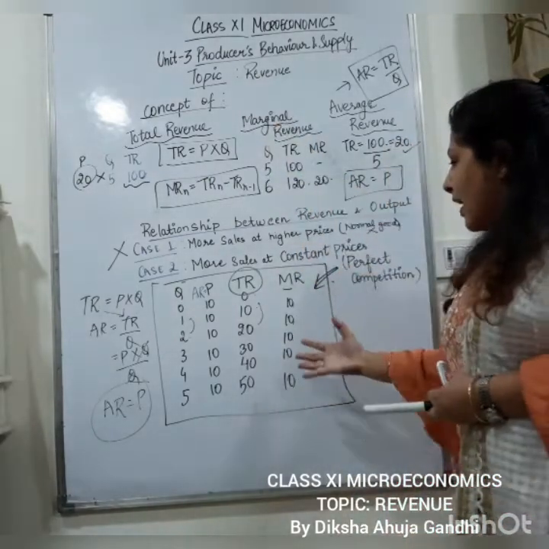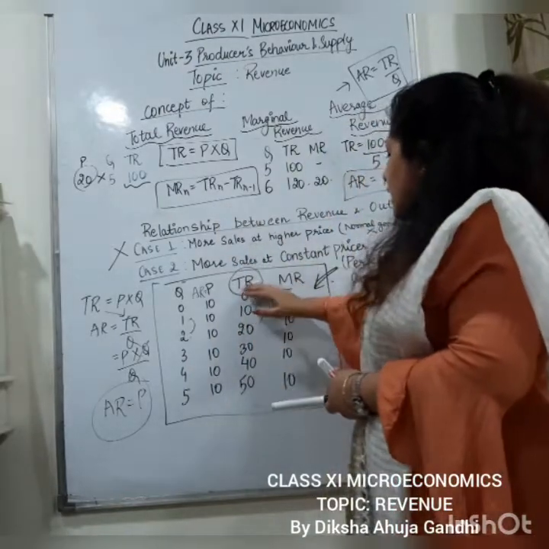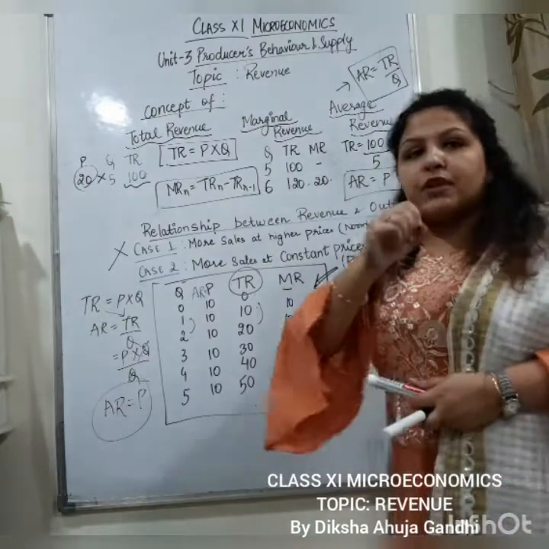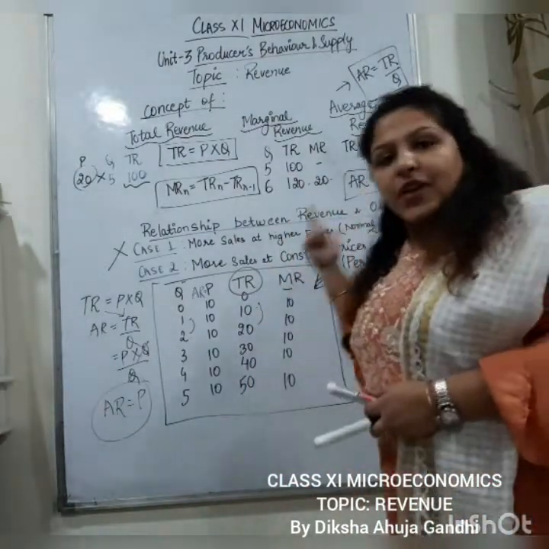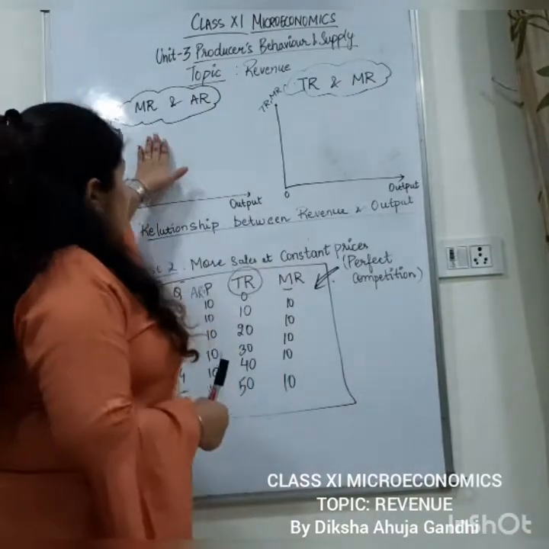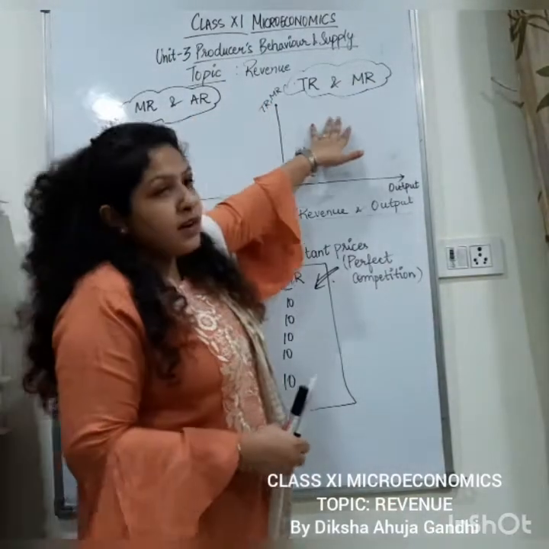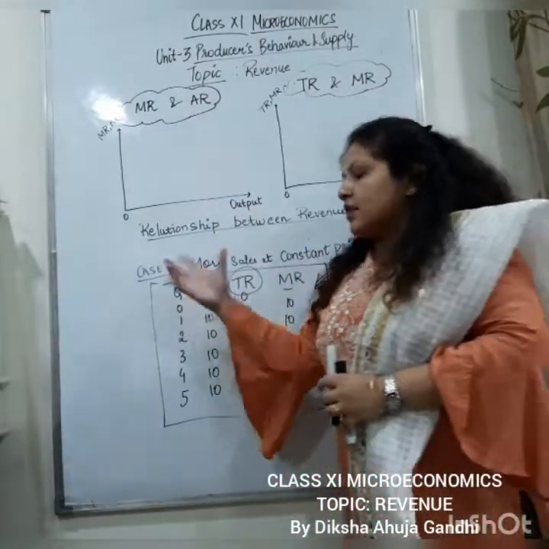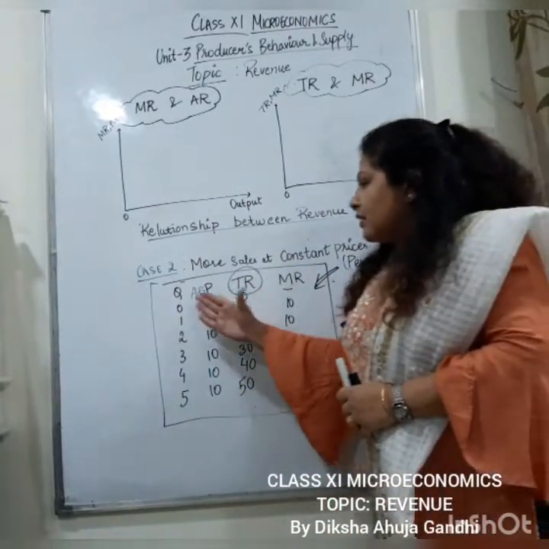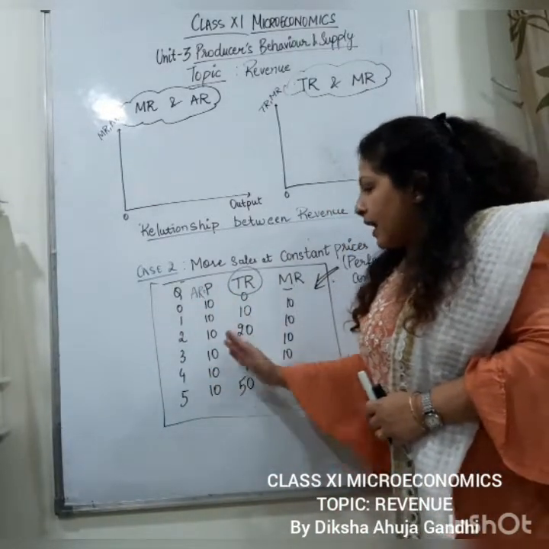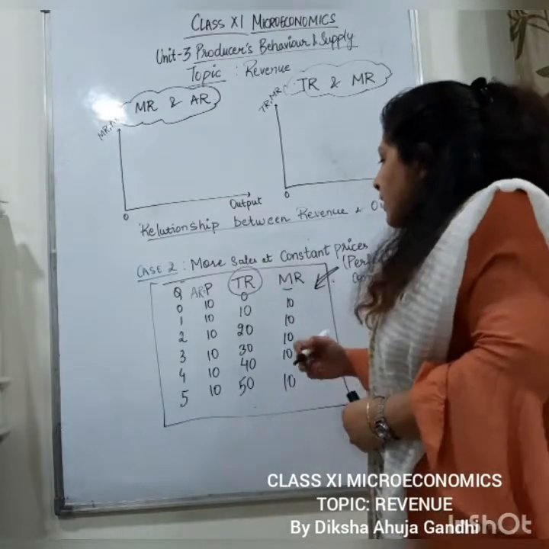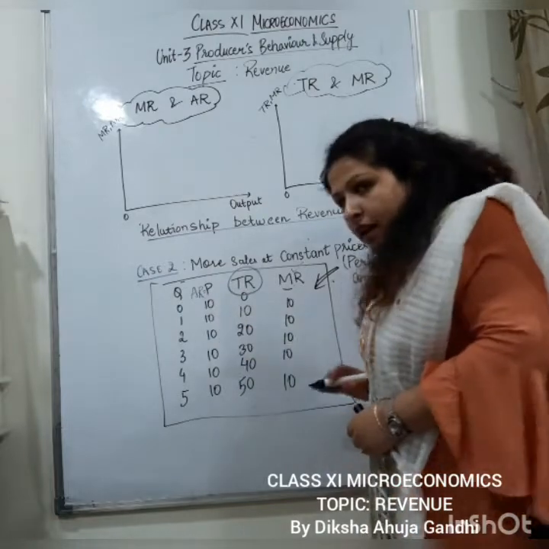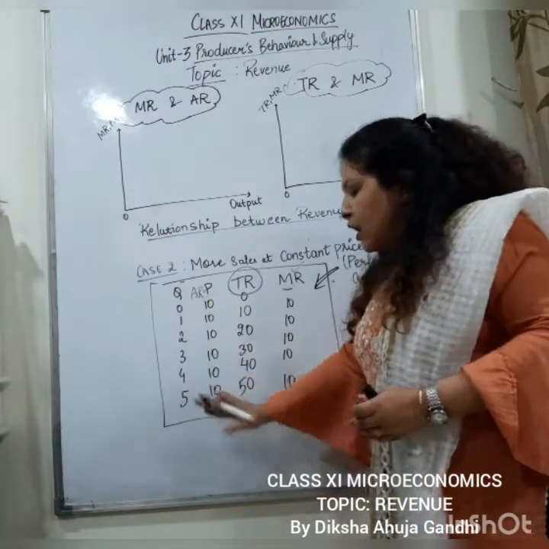Let's rub this and understand the diagrams of TR, AR and MR under which competition? Perfect competition, where the firm is able to sell more at constant prices. So let's know the relationship between TR and MR and AR and MR under perfect competition. More sales at constant prices is case number 2. As we've understood from the schedule, any output can be sold at the same price. So we can see here that price and MR, AR and MR are totally equal, right? Both are the same and not changing with the change in output.